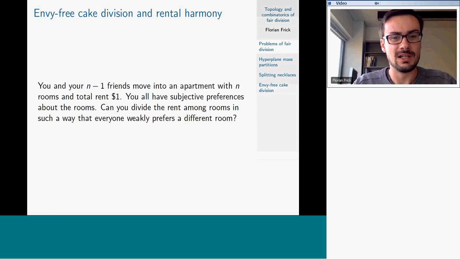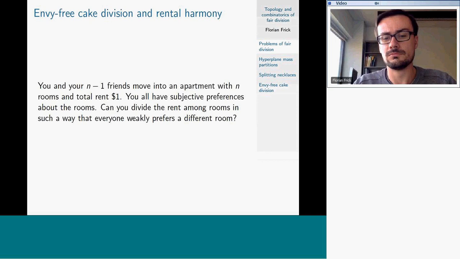How about dividing undesirables? That's a dual problem. So here, your N minus one friends move into an apartment that has N rooms, and it's an apartment that has total rent $1. And it has subjective preferences. So someone might prefer a balcony, or someone else might prefer being close to the fridge. Divide the rent among rooms in such a way that everyone weakly prefers a different room.